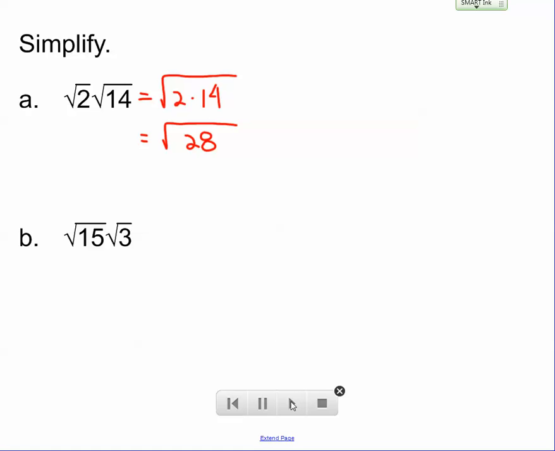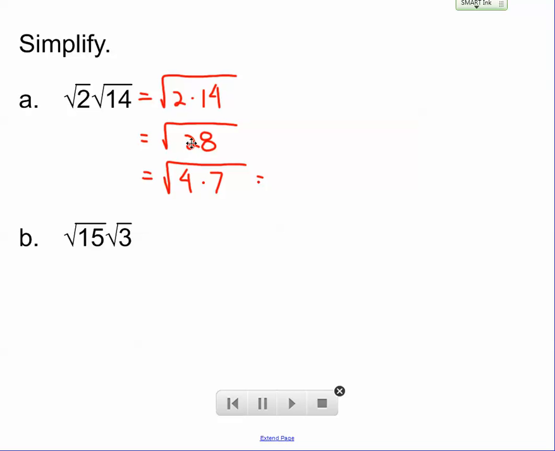So I gave you some methods for that last week. One was doing prime factorization and looking for pairs of prime numbers. I'm going to use the other method primarily here today, which is to look for square roots or perfect squares that 28 is divisible by. Now the only perfect square that 28 is divisible by is 4. Okay, so 4 is 2 times 2. That makes it a perfect square. 2 squared is 4. Now 28 is divisible by 4.